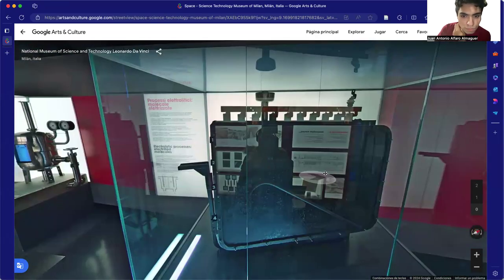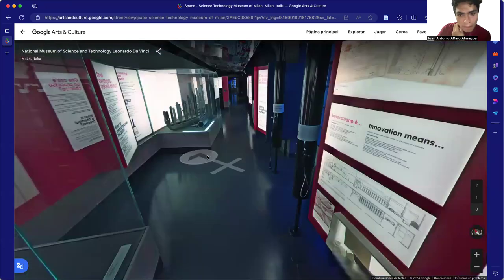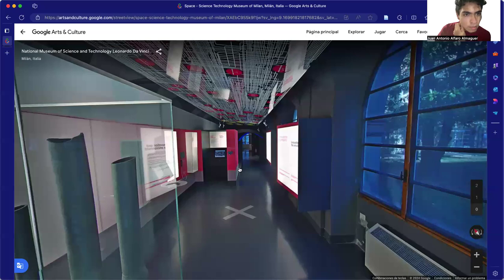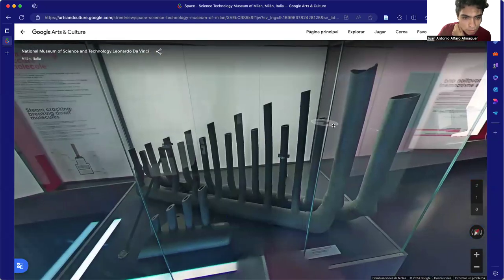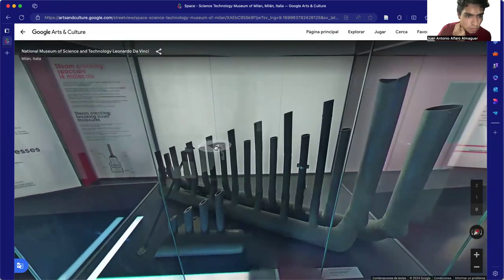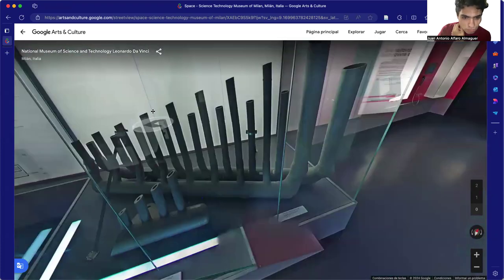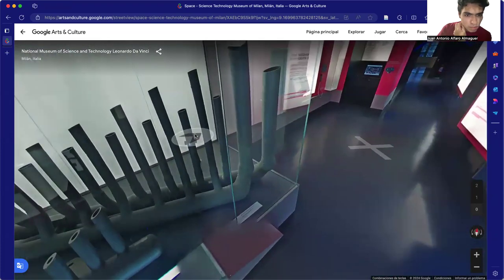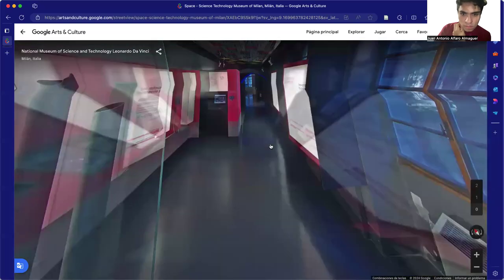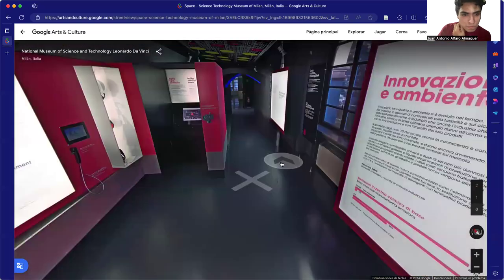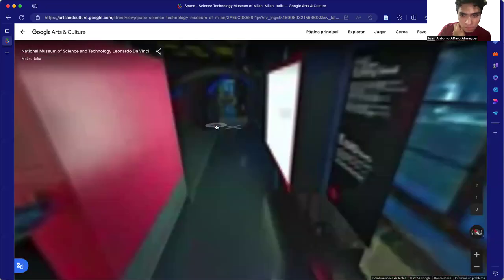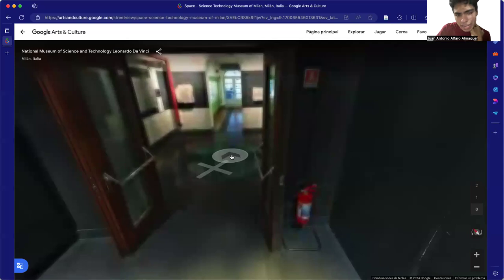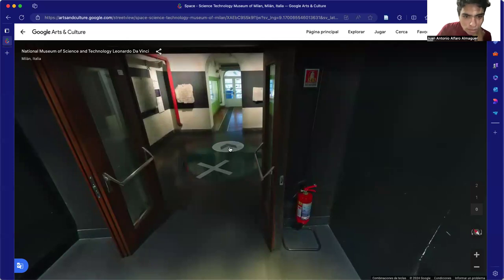What is this? I don't know. What is this? It looks like a musical instrument. Innovation of the environment. Yeah. I care about the environment.